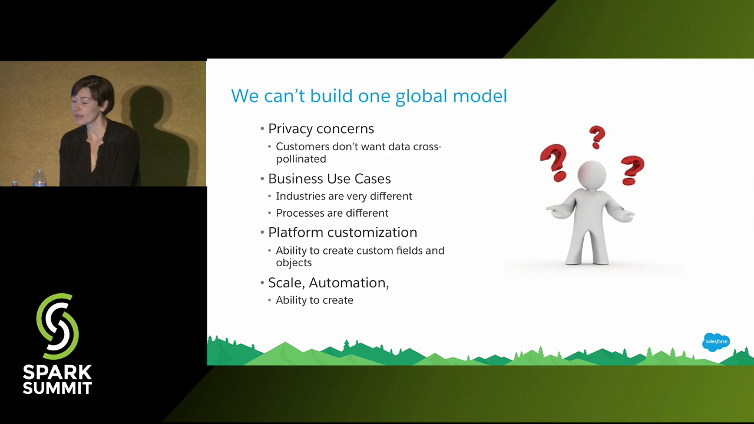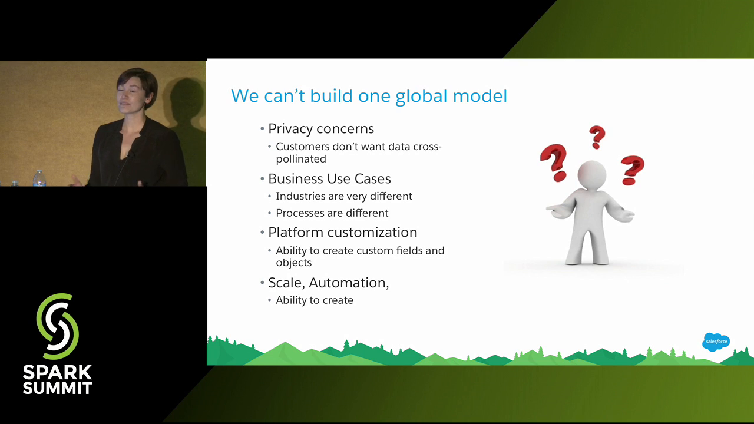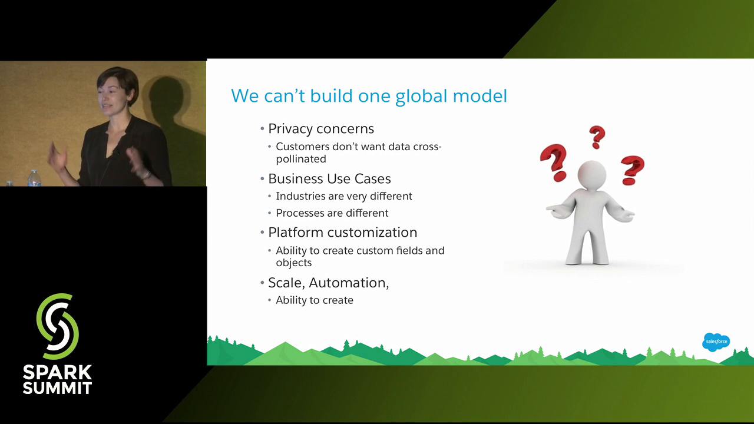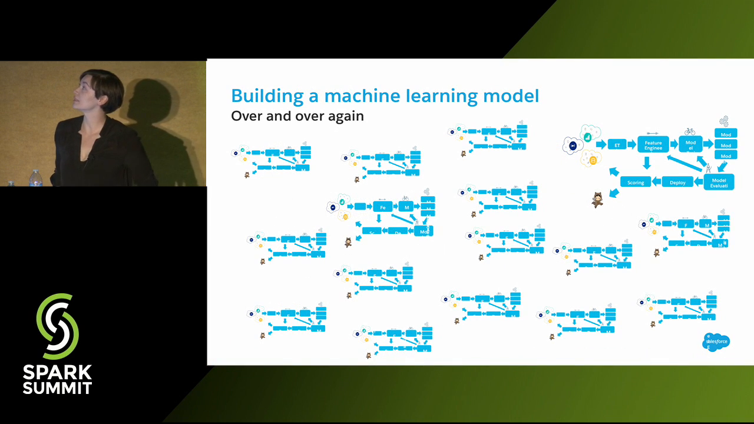And then the final point is that when you think about scaling and automation, hundreds of thousands of customers, some of which have millions or hundreds of millions of entities that they want scored, is actually a really big scale problem. And you're probably better off breaking it down and doing it individually in order to deal with that kind of scale. So we can't build a global model, which means that we're left with this problem, right?